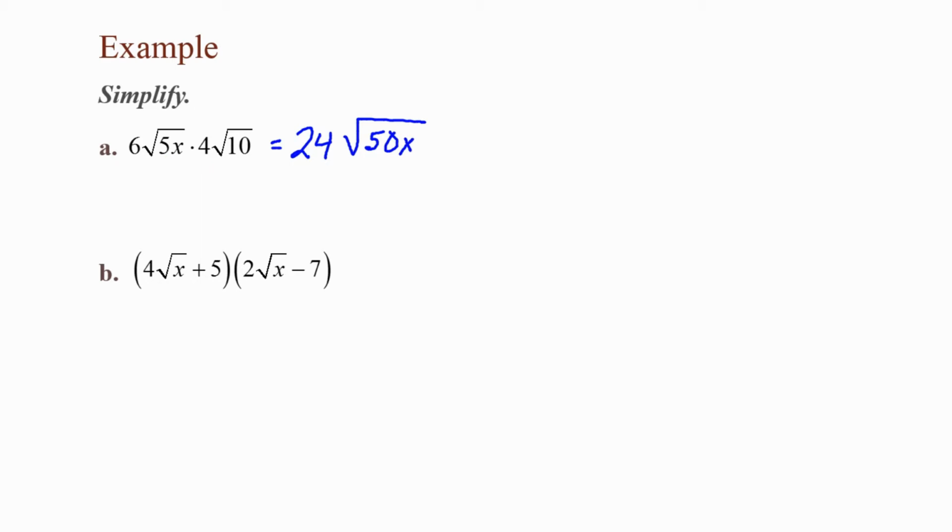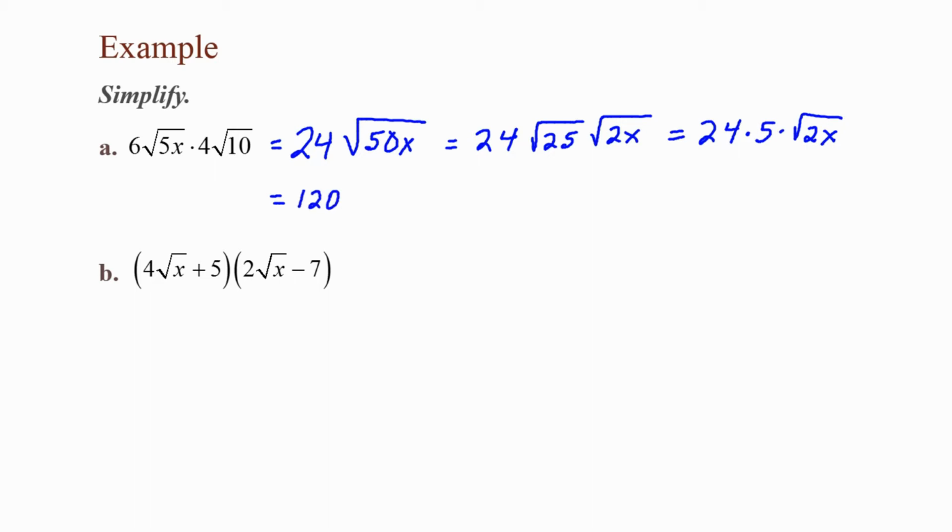50 has a perfect square, 25. So I have 24 square root of 25 times the square root of 2x. Bring over my 24. The square root of 25 is 5 times the square root of 2x. And 24 times 5 is 120. So my final answer is 120 square root 2x.